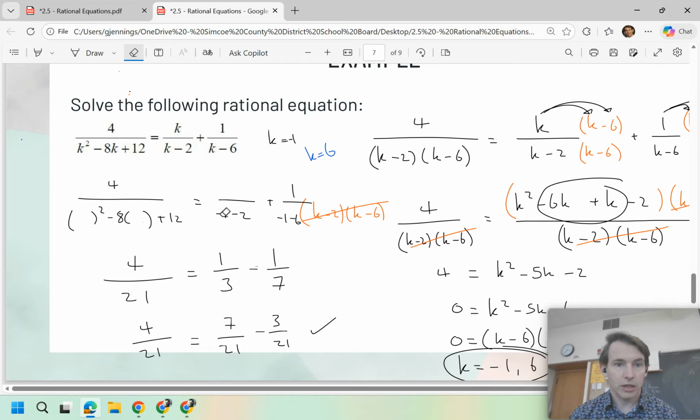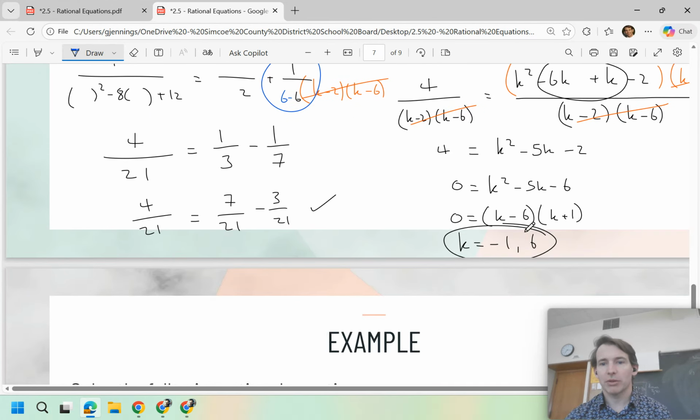So k goes there and there and there. Oh, hey, this is why you check your answers. Can k be minus 6? No. So k is not 6. So we have k is equal to minus 1 and that's it. K equals minus 1 only.